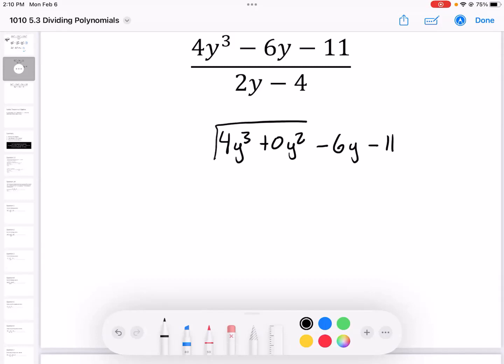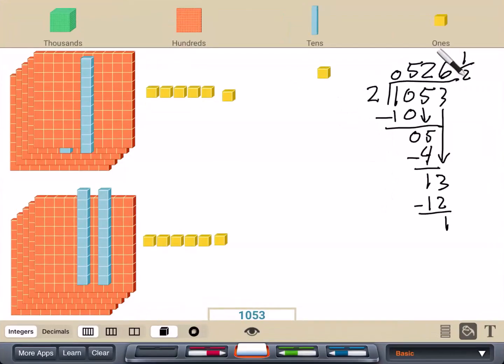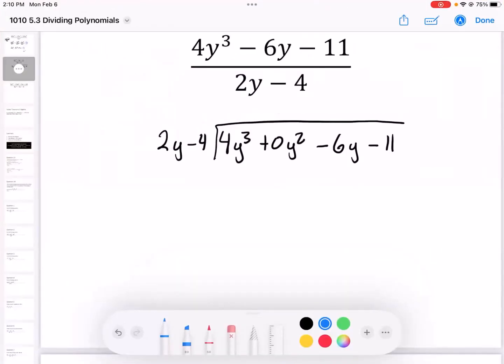Okay, then I'll divide this by 2y minus 4. Remember, long division has 3 steps that you go through over and over. If we go back to the number version, we did 10 divided by 2 gave us 5, then 5 times 2 gave us 10, and then we subtracted. So you divide, multiply, subtract with each place value. When we go to the division step, you only look at the terms with the largest degree. So I'm going to do 4y cubed and divide by 2y, and I'm not going to pay attention to the lower degree terms for right now.